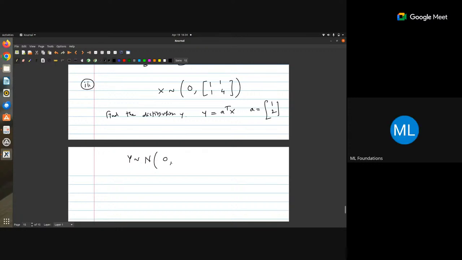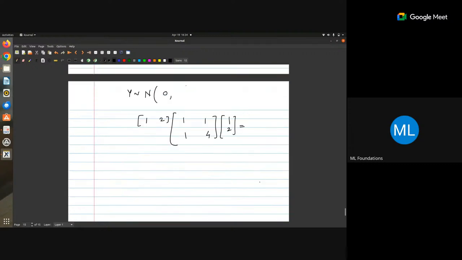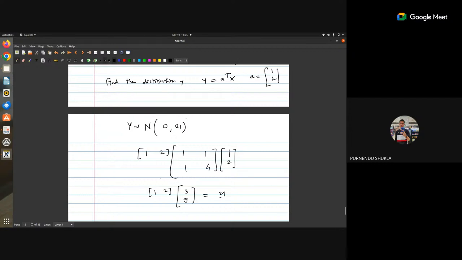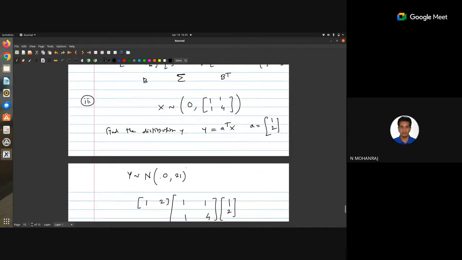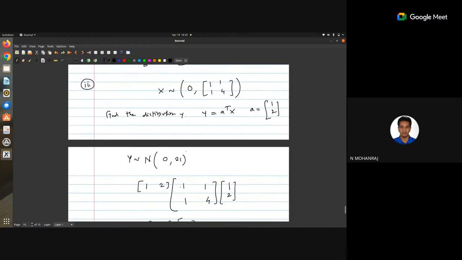Y will be zero mean, and variance A transpose sigma A. So it will be 1, 2, sigma will be 1, 1, 1, 4, and A will be 1, 2, right? If I try to solve this, that is 3, this is going to be 9. So 3 and 9, and here is 1, 2. So this will become 21. So the distribution is normal, 0, 21. If there are values, then we will get the real value.